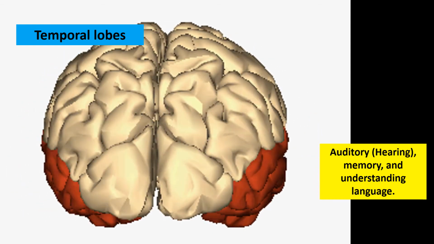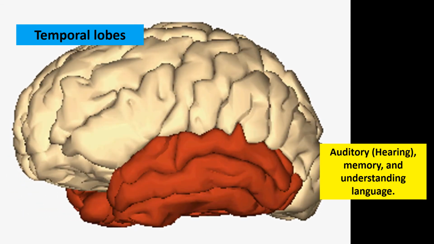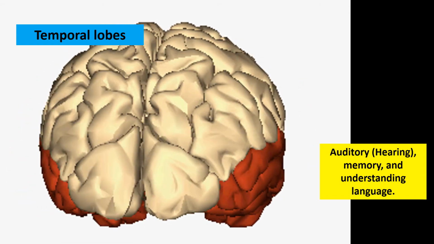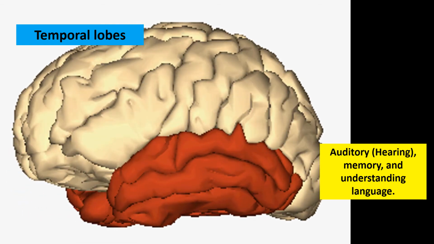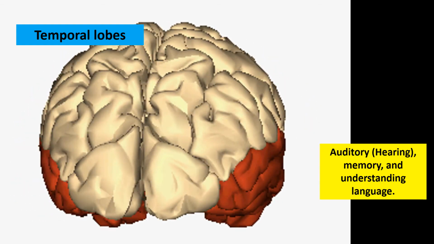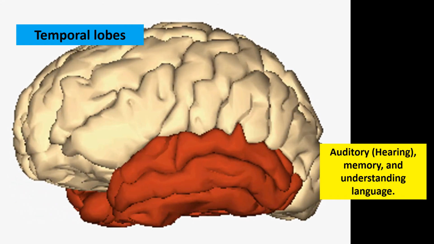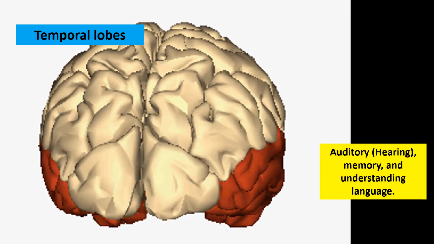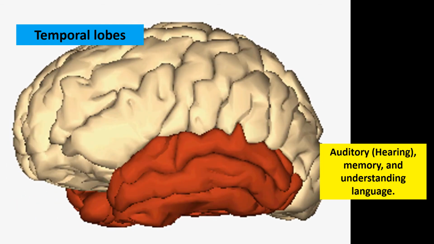The temporal lobes are on the side of your head, about in from your ears. The temporal lobes are important for auditory processing, that is, hearing, analyzing sounds. Also memory on the interior, the inside of the temporal lobe, and also an area for understanding language.